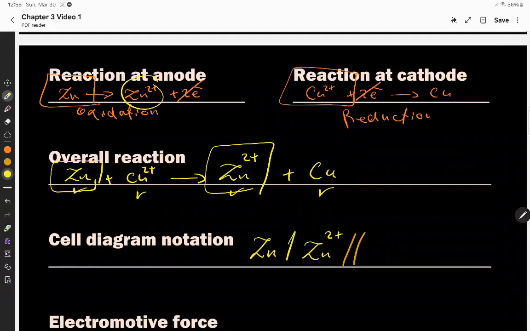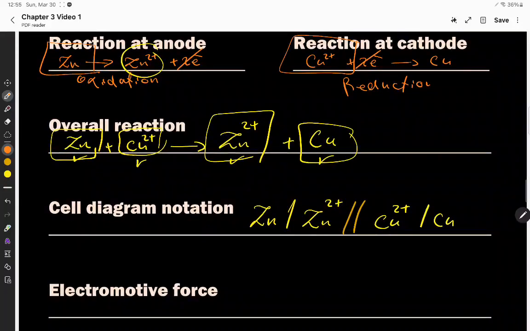Let's complete it. Now let's see copper. Copper before reduction, Cu 2 positive. Then after, it is this one, copper. This is what we should focus on when we write the cell diagram notation. In this half cell, we need to have oxidation. In this half cell, we need to have reduction.